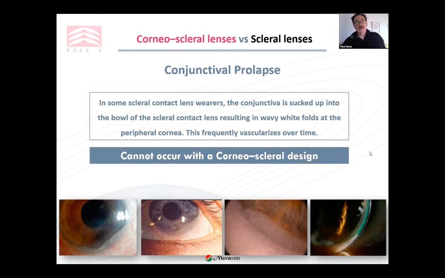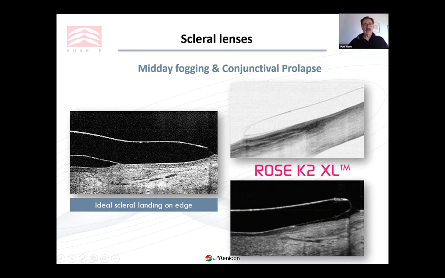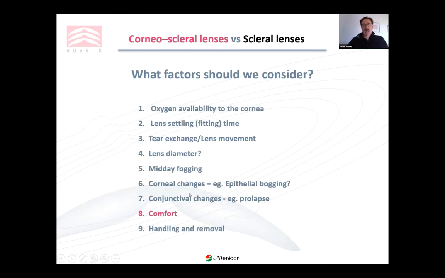So Pat Caroline said up to 25 to 30% of patients get this happening, and it does not occur with the corneal scleral lens. Why? Because we don't actually have the conjunctiva trapped underneath the lens. You can see here, here's the scleral lens, conjunctiva is trapped with XL. With the corneal scleral, the conjunctiva is not trapped underneath the lens, so you actually can't get this problem. So in my history with XL, it's now been around since 2015. We have had no cases reported to me of conjunctival prolapse.